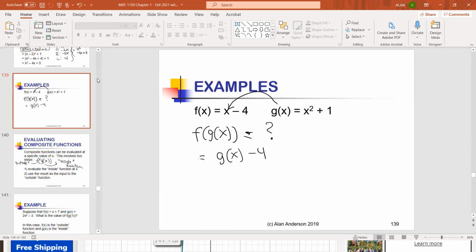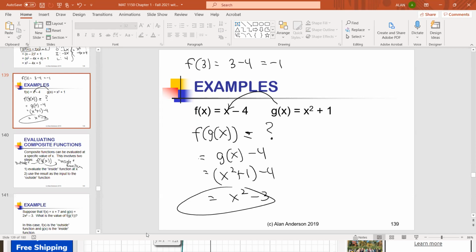So again, I'd remind you that if I asked you for f of 3, I would have put in 3 minus 4. Instead, the x is being replaced with g of x. And now this is equal, as you know, to x squared plus 1. And now you combine these and you're done.